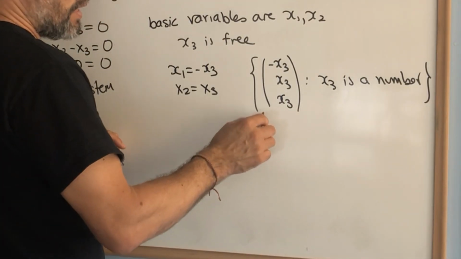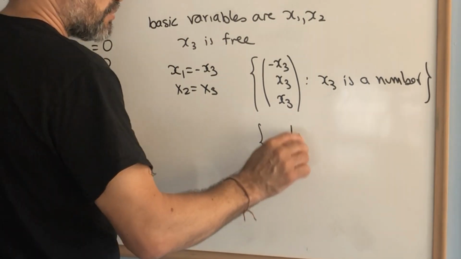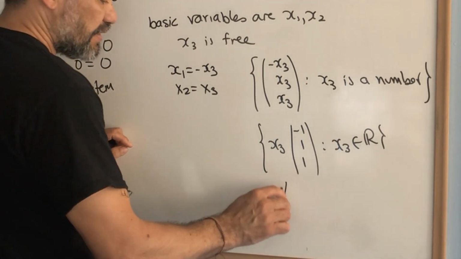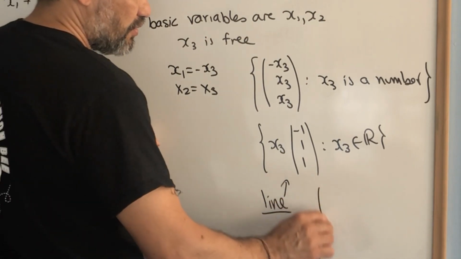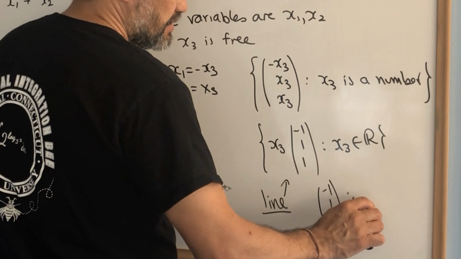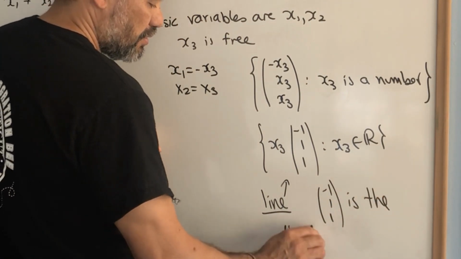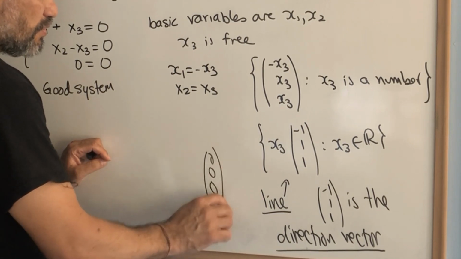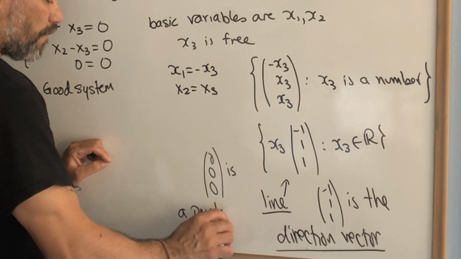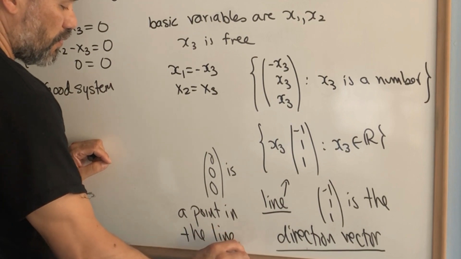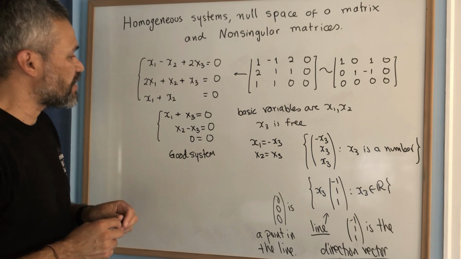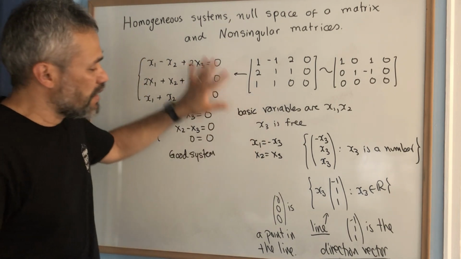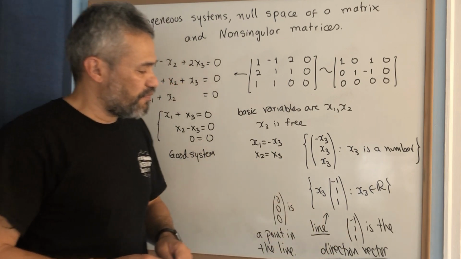Notice that in the real numbers, this solution set can be written as x3 times negative 1, 1, 1, such that x3 is a real number. Geometrically, this is a line, and the vector negative 1, 1, 1 is a direction vector. That line goes through 0, 0, 0; 0, 0, 0 is a point on the line. So the solution of this system, which we know always has a solution and always goes through 0, 0, 0, is geometrically a line, and this is the direction vector of that line.